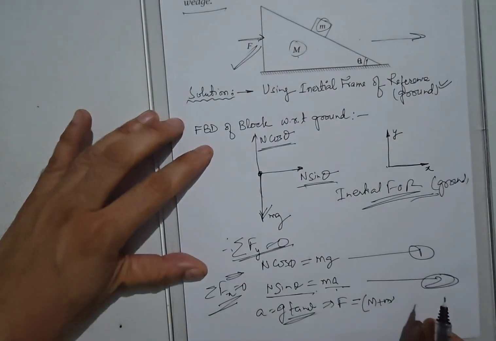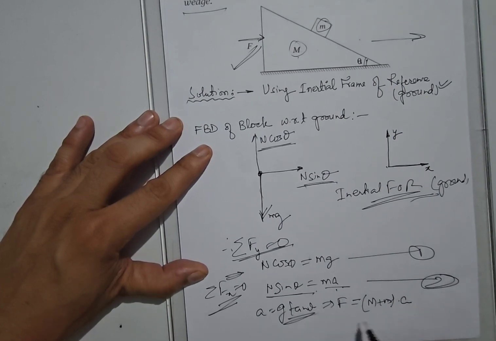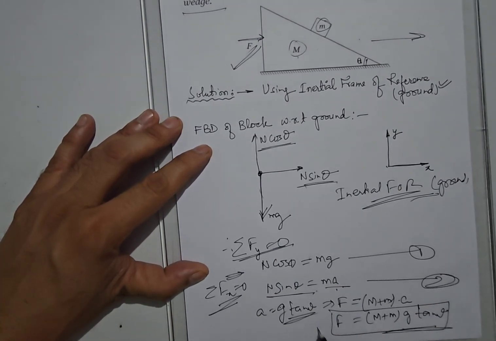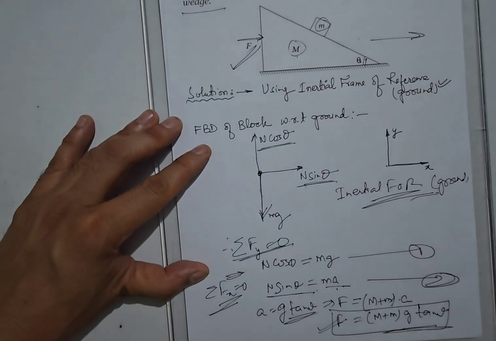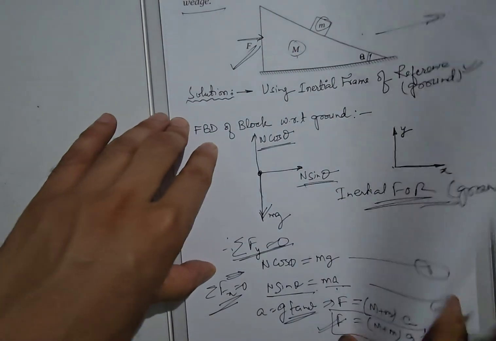How to solve this? See this one, F is equal to (M plus m) into a. And instead of a, I am putting g tan theta, right? So this must be the force. So the answer to the question is: all the surfaces are smooth in the following situation, F would be equal to (M plus m) into g tan theta, so that the block remains stationary with respect to the ground. So this is the solution for this particular question.